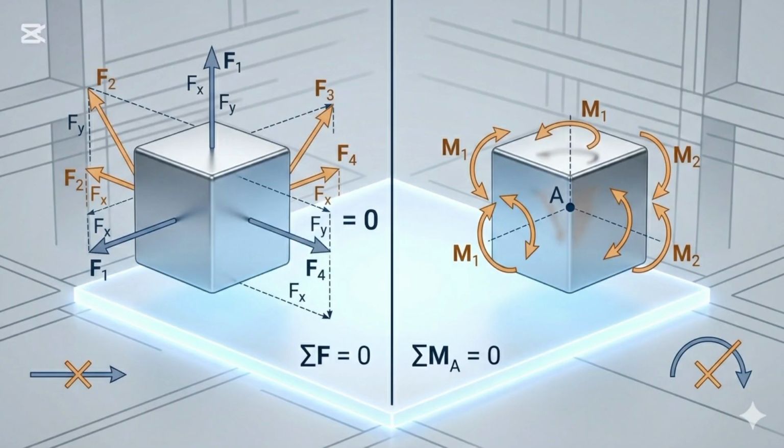Now, the conditions of equilibrium are very important. For a body to be in equilibrium, two main conditions must be satisfied. First, the sum of all forces acting on the body must be equal to zero. This means there is no unbalanced force causing the body to accelerate in any direction. Second, the sum of all moments about any point must also be zero. This ensures that the body does not rotate. These two conditions together guarantee that the body is completely stable.